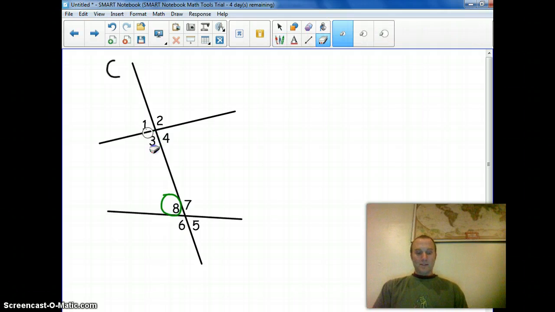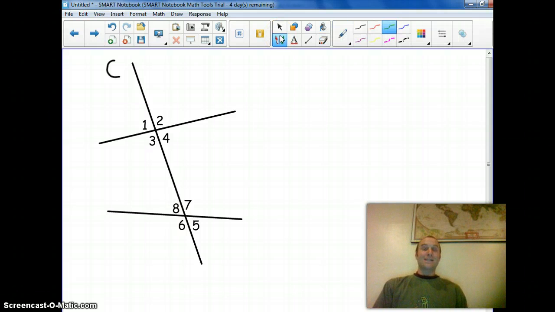Lastly, we have to deal with alternate exterior angles. Alternate, we've already mentioned, is opposite sides of the transversal. Exterior is outside of the two other lines. Talking about angles like 1 and 5, those are alternate exterior. The other angles there would be 2 and 6. Make sure all this information is written down in your notes. I will definitely be checking that.